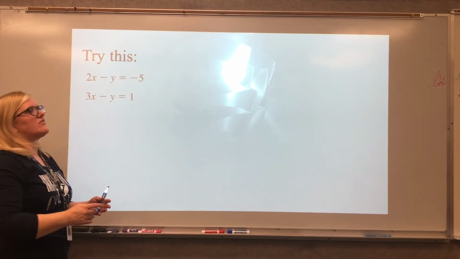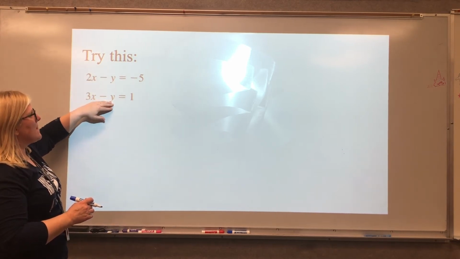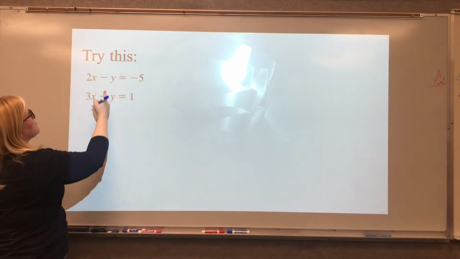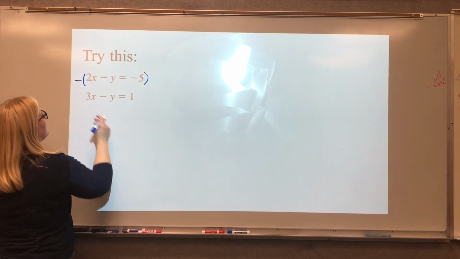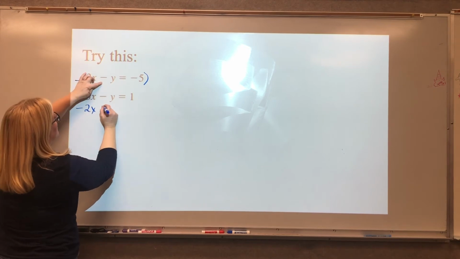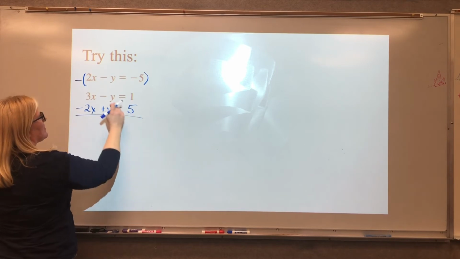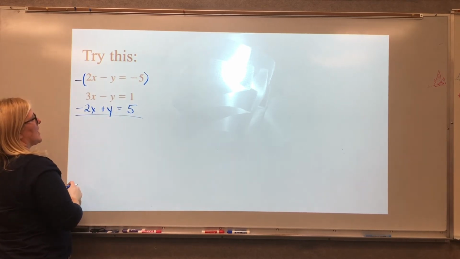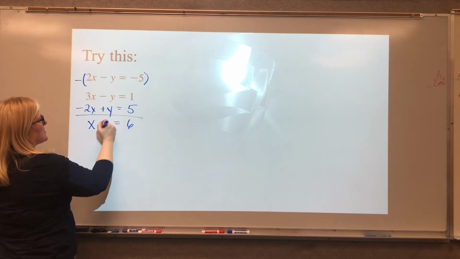Okay, this one's kind of nice because I have two y's here, and I can just change the sign of one of these, all right? So if I multiply through this whole thing by a negative, or -1, okay, I'm going to rewrite it down here. I get a -2x plus y equals a +5. And look, here's the one that is eliminated. Oops. Okay, that's the one that's eliminated. So x equals 6, because this is going to be 0.